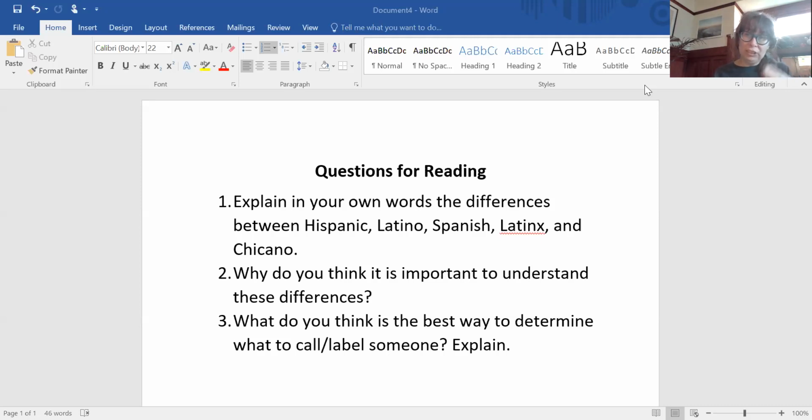So there are 3 questions. The first one is explain in your own words the differences between Hispanic, Latino, Spanish, Latinx, and Chicano. So I must learn about those in the article since that's the title of the article, but I just need to explain in my own words what the differences are. Number 2, why do you think it is important to understand these differences? And number 3, what do you think is the best way to determine what to call or label someone? Explain.